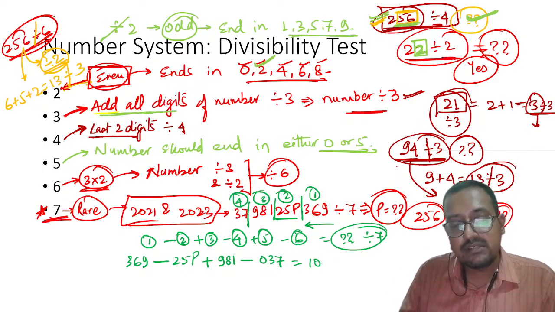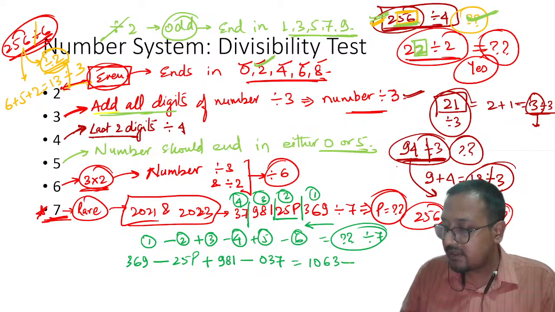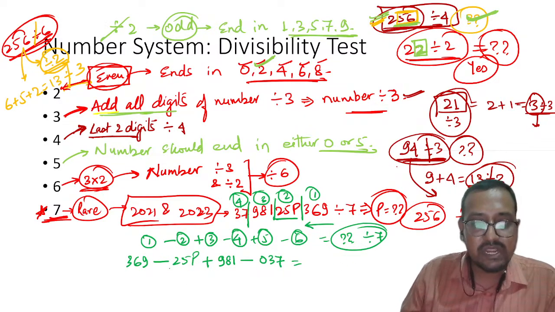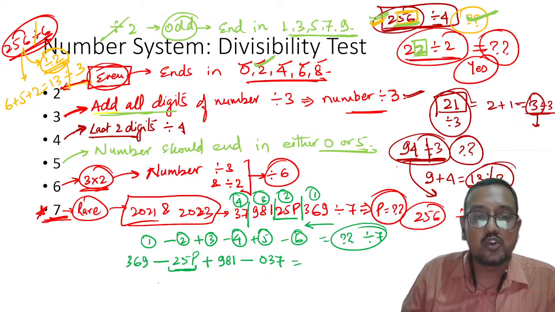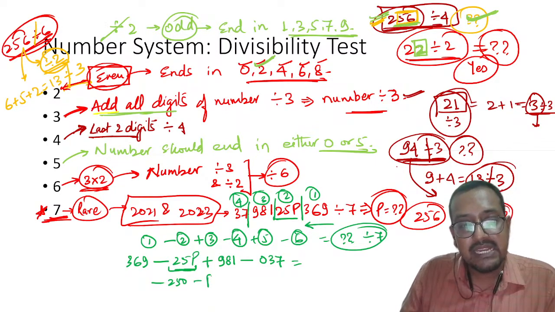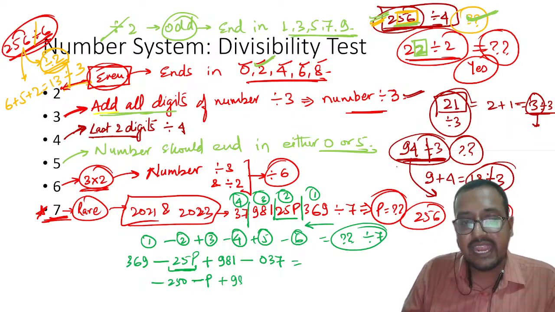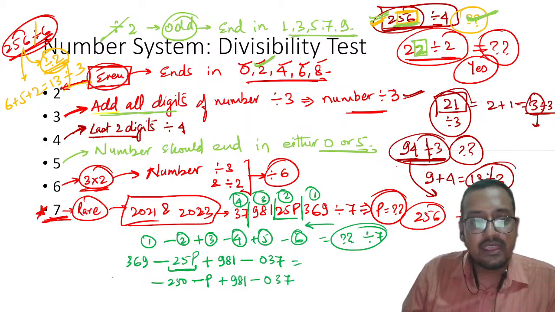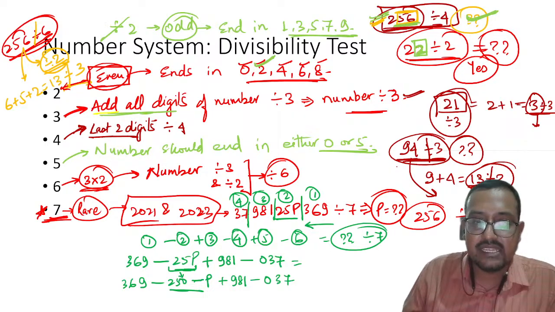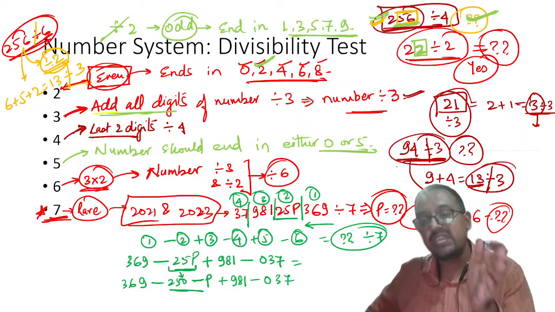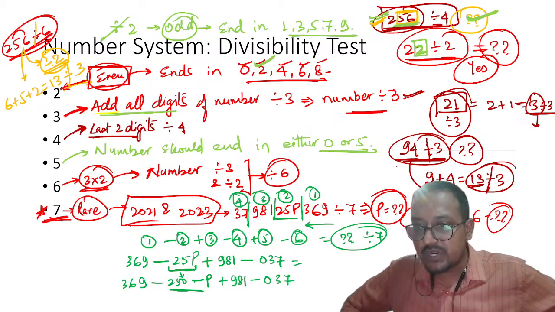So what will happen if I try to solve this? I will showcase it, because if I jump a few steps, some students might feel left out. I will split this into two parts: minus 250 minus P, where P is a digit, plus 981 minus 037 and 369. I can write it like this. Everyone understands it? 25P will be 250 plus P. Everyone has understood it?